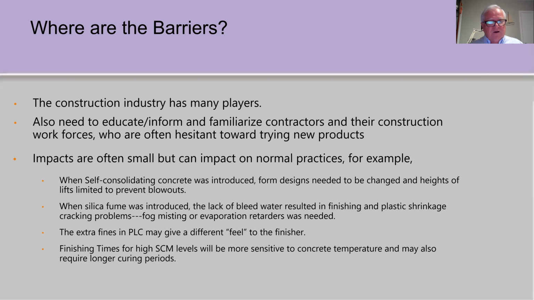When self-consolidating concrete was brought in to save time and reduce vibration, we had form blowouts all the time because people didn't realize they had to redesign the formwork for these higher formwork pressures. When silica fume was introduced, the lack of bleed water resulted in finishing problems and plastic shrinkage cracking. We now know how to deal with that.